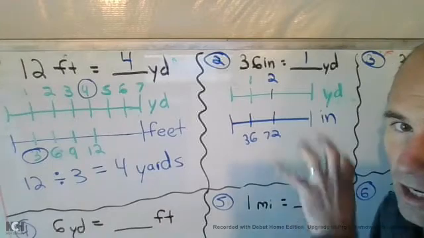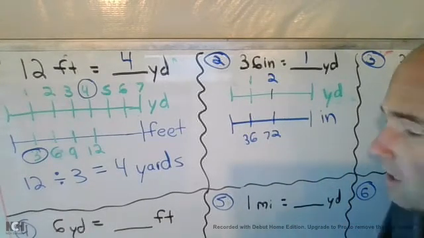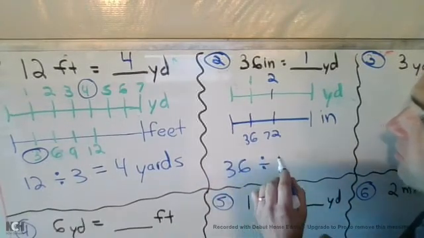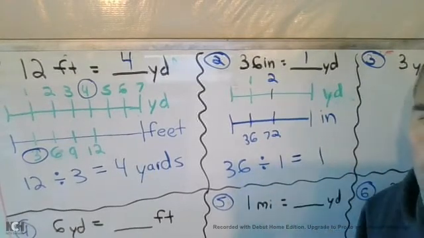How would you look to actually solve it as an expression? I would do 36 divided by 36 to give me 1 yard.